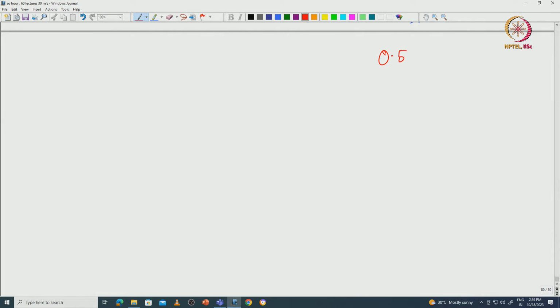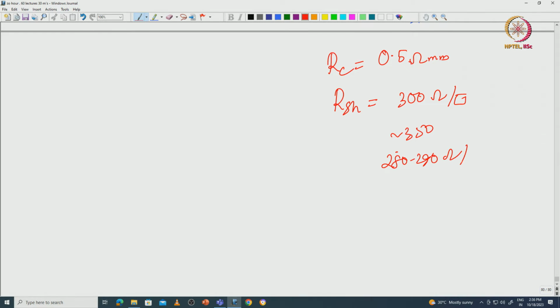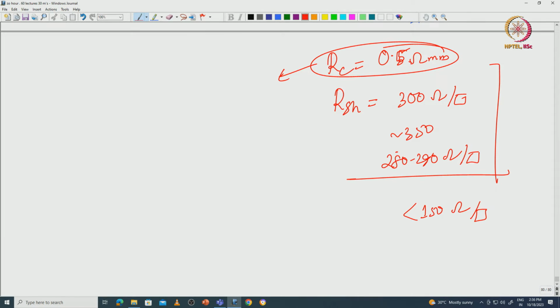about 0.5 ohm millimeter. This is called contact resistance, and I told you the sheet resistance of a typical RF HEMT should be around 300 ohm per square. It could be 350, but should not be more than that typically, and people have gone to less than 300 also. You know, people can get 280 to 290 ohm per square in commercially available AlGaN GaN HEMT. I am talking about commercially available RF AlGaN GaN HEMT. Academically people have gone even below 150 ohm per square, but that is not something practically available in the market. So, typically 0.5 ohm millimeter, it is based on the process, the clean room based fabrication process.